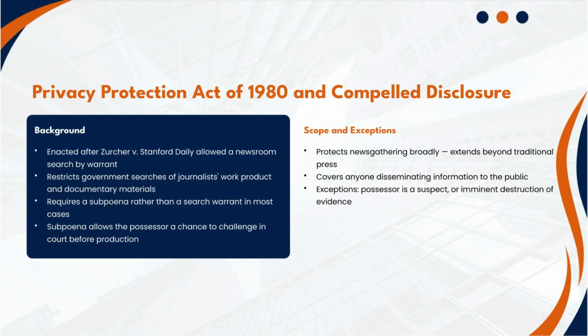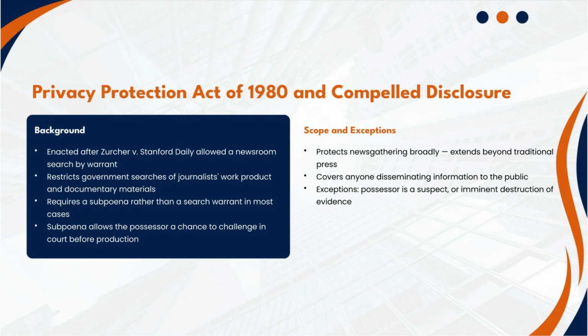Let me tell you the story behind this one, because it's a good one. In 1971, police searched the Stanford Daily, a student newspaper, looking for photographs of a protest. Not because the paper did anything wrong, because it had evidence. The paper sued, and in Zurcher versus Stanford Daily, the Supreme Court said the search was fine. A warrant reaches any place where evidence might be. The press was alarmed. If police can search a newsroom for evidence, confidential sources are worthless.